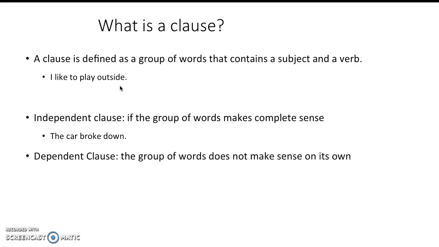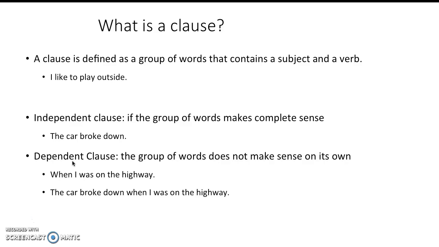And there's dependent clause. The group of words does not make sense on its own. This, obviously, in the name, the word dependent means that it depends on something else. So, for example, when I was on the highway, you cannot have this sentence on its own. It doesn't make sense. Okay, it depends on something else. So what you do in this case is, if you structure your sentence that way, the car broke down when I was on the highway, then the sentence makes perfect sense.